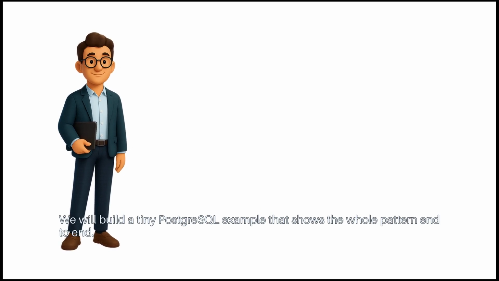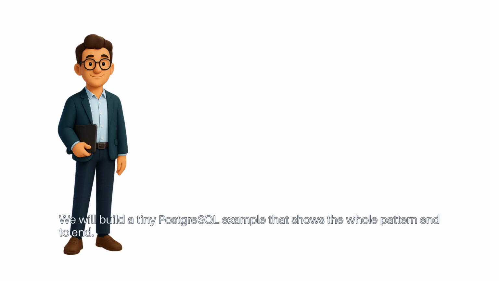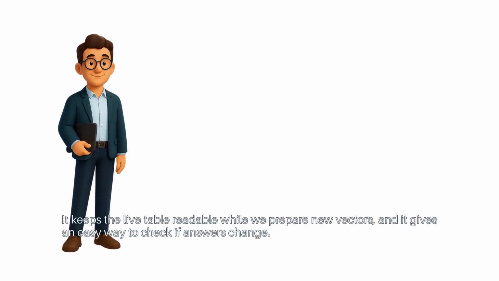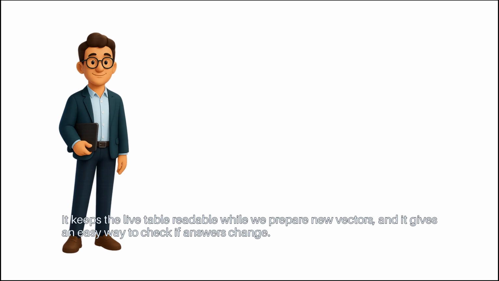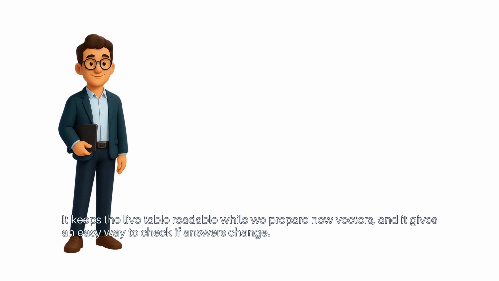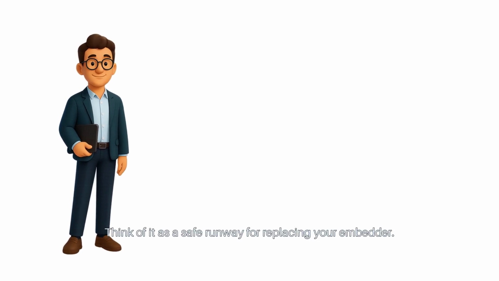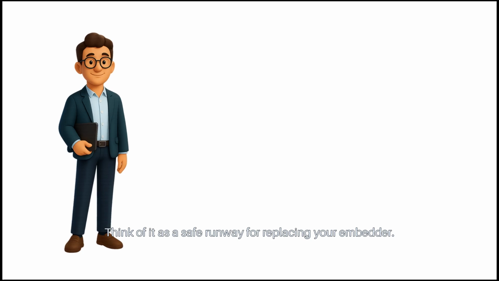We will build a tiny PostgreSQL example that shows the whole pattern end to end. It keeps the live table readable while we prepare new vectors. And it gives an easy way to check if answers change. No deep math is required. Think of it as a safe runway for replacing your embedder.